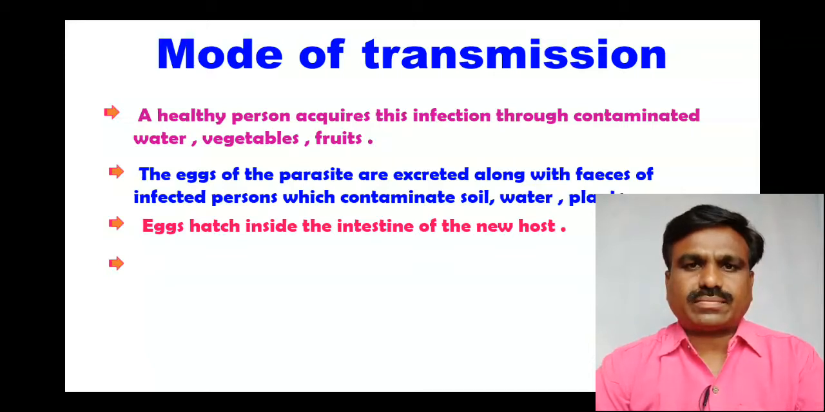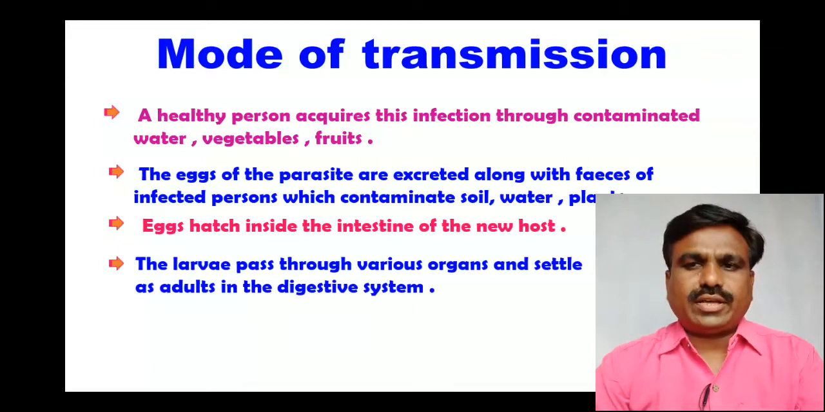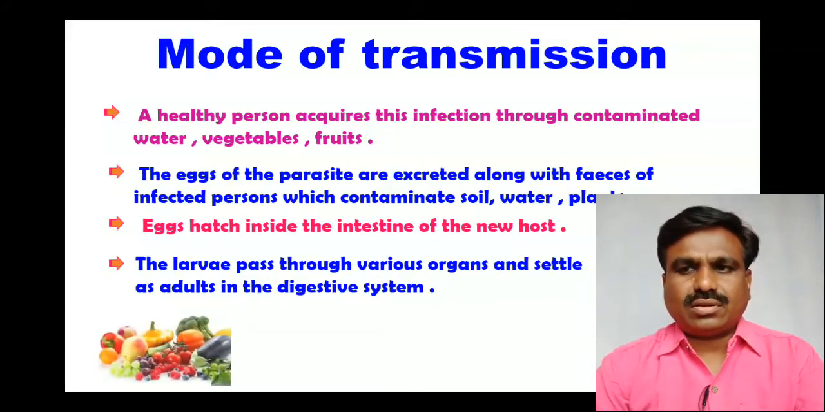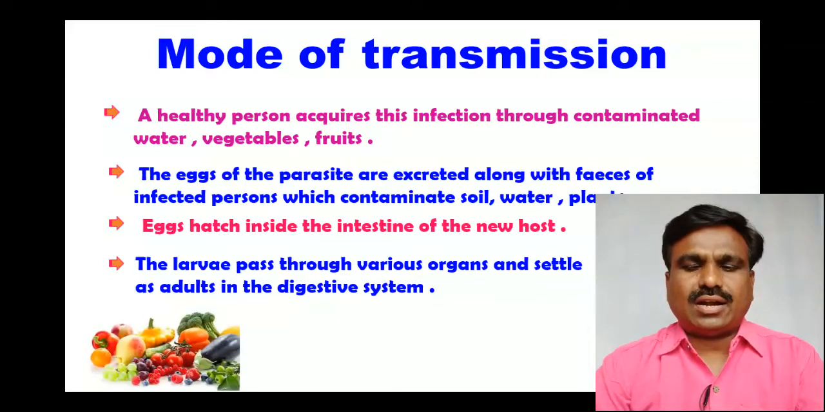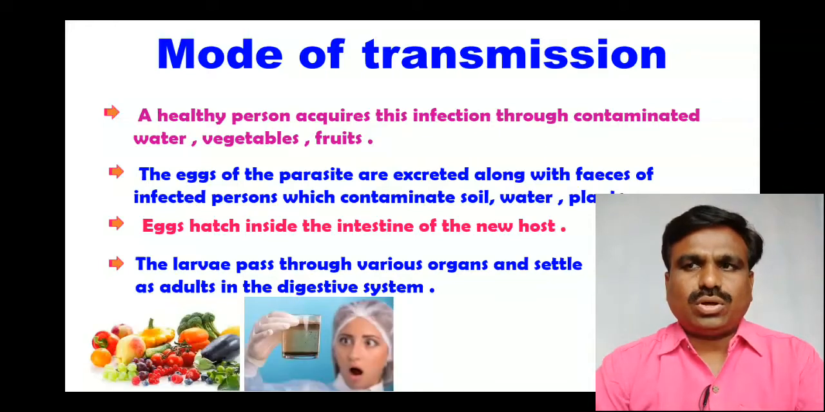When these eggs enter the body, they go to the intestine of the host and hatch there. The larvae, which develop from the eggs hatched in the intestine of the new host, pass through the various organs and settle as adults in the digestive system.